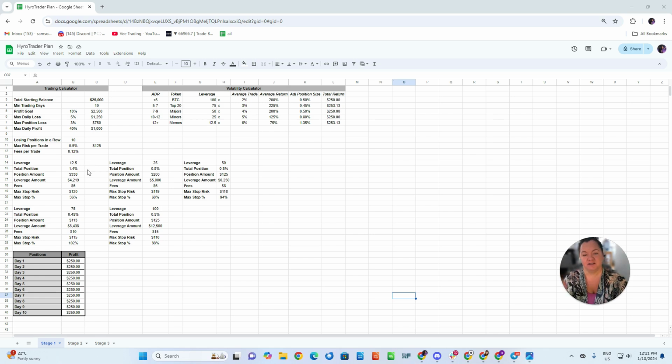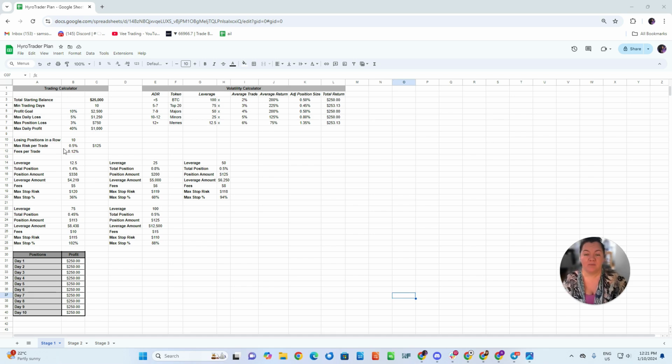In order to achieve that same goal, we want to make the position 1.4% of your 25K in this example. But we also need to take into consideration fees. Fees can add up, especially if you're using higher position sizes.